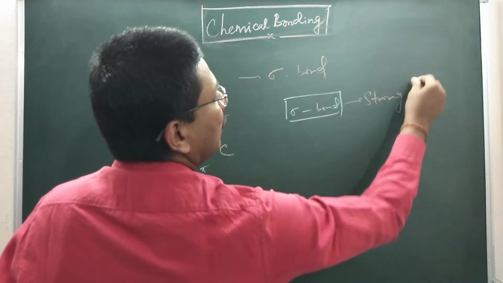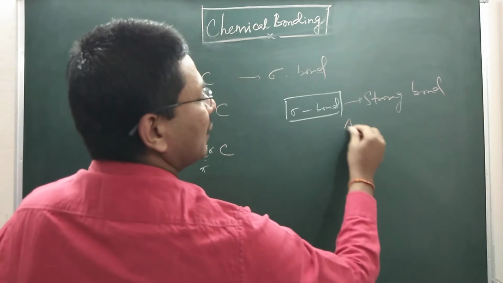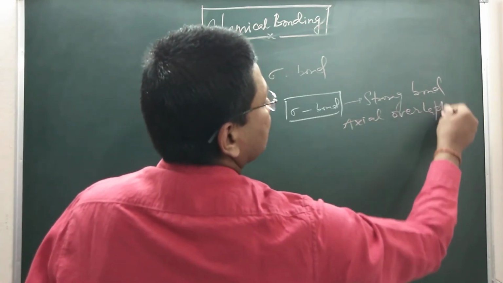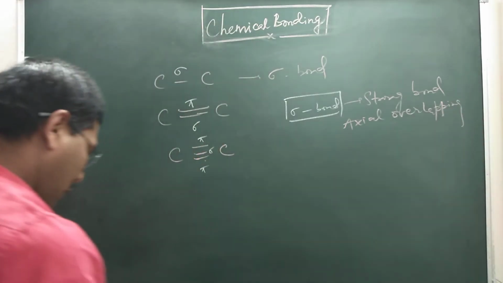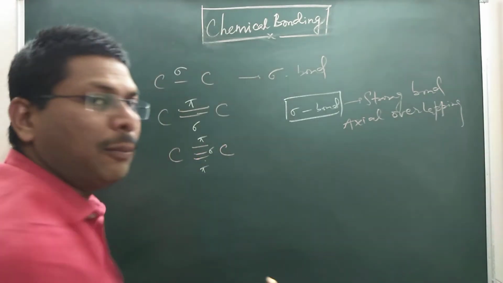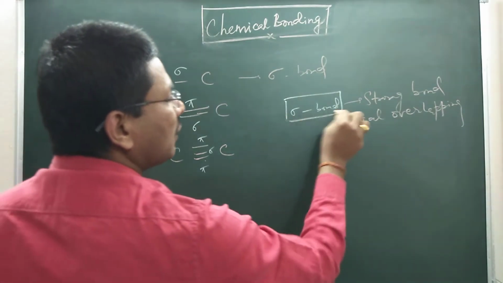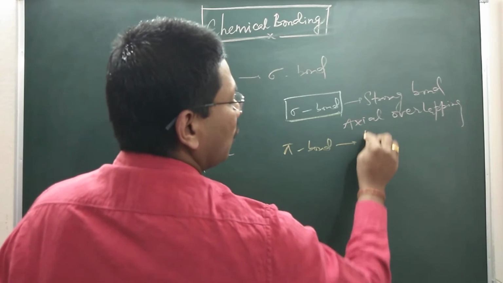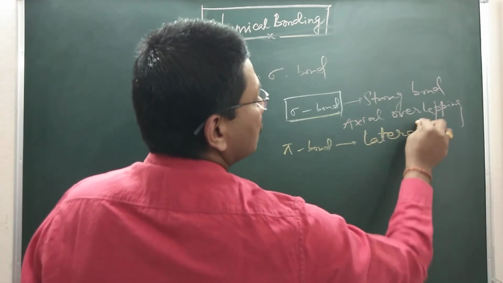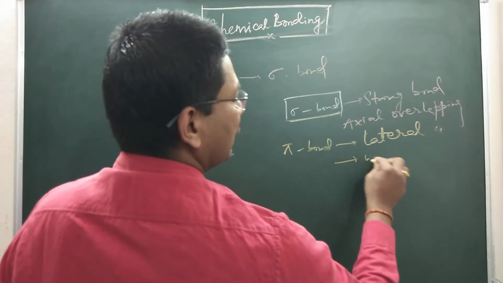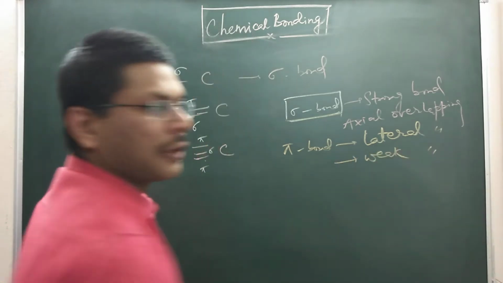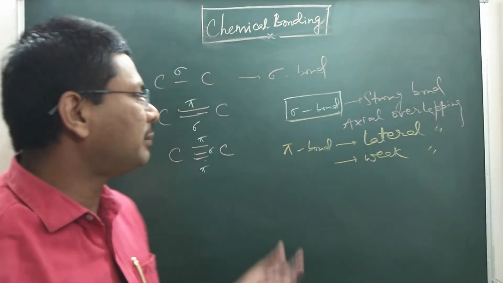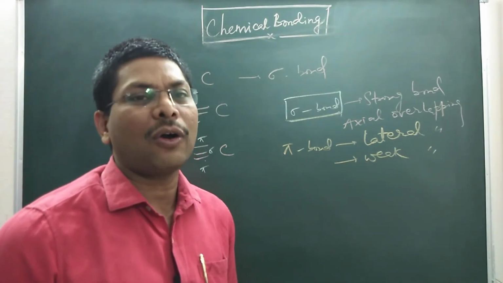Why is it a strong bond? Because it is formed by axial overlapping. Next, a sigma bond is the first formed bond. After formation of sigma, only then will a pi bond be formed. So a pi bond is formed by lateral overlapping, so it is a weak bond. So when a molecule has a pi bond, its reactivity increases because it is actually the site where attack takes place.